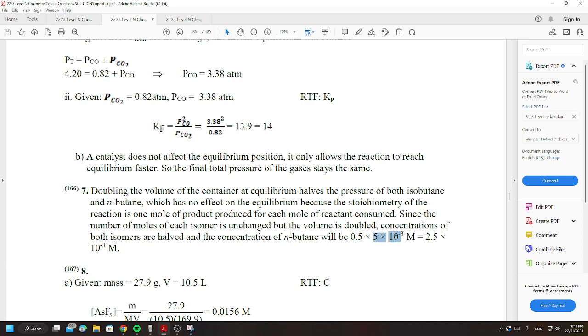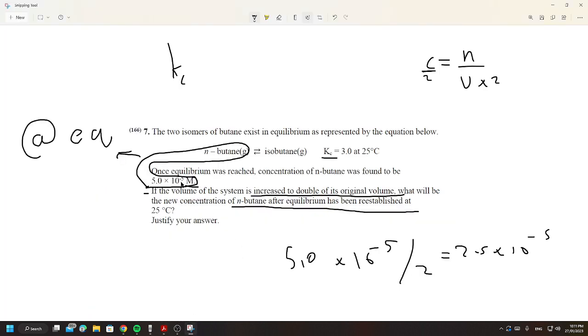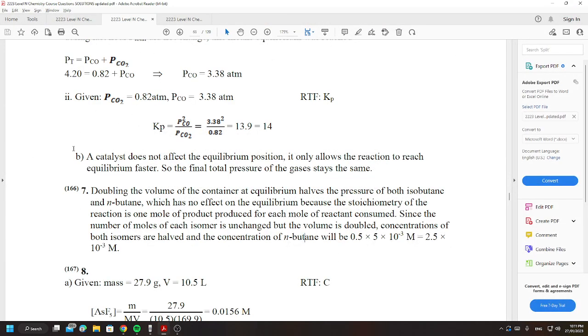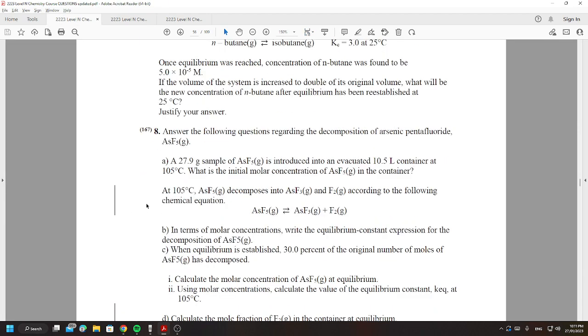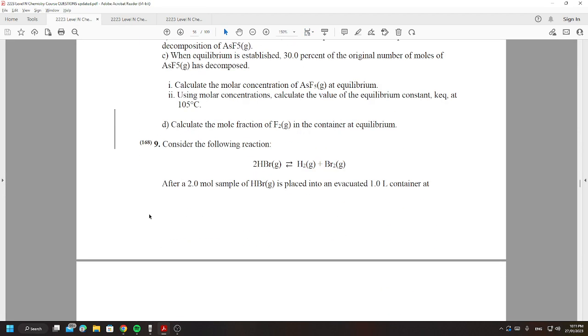Here they use 5 times 10 to the power negative 3, and the given they told us is 10 to the power negative 5. I don't know what's up with that, it's an issue from their side. Okay. Let's see how many questions you have left.